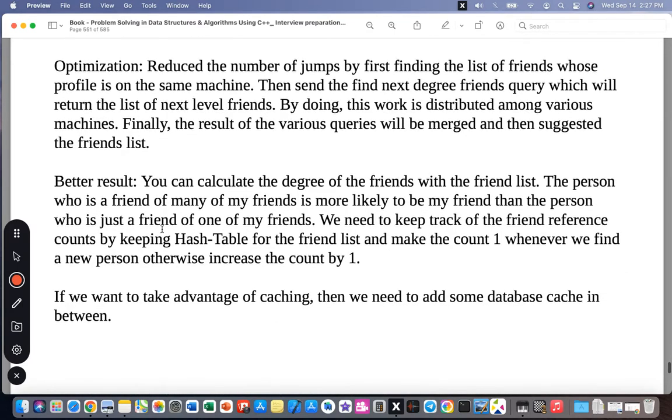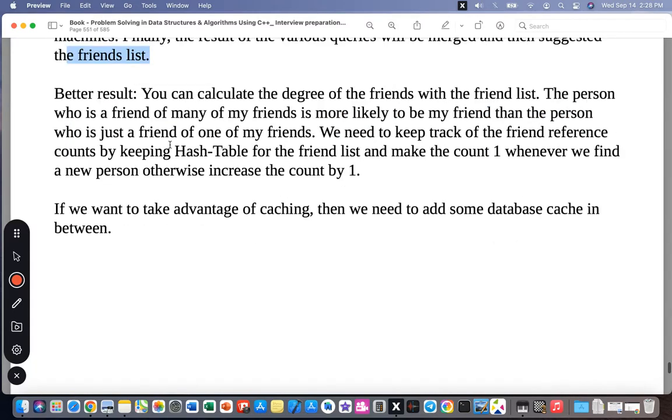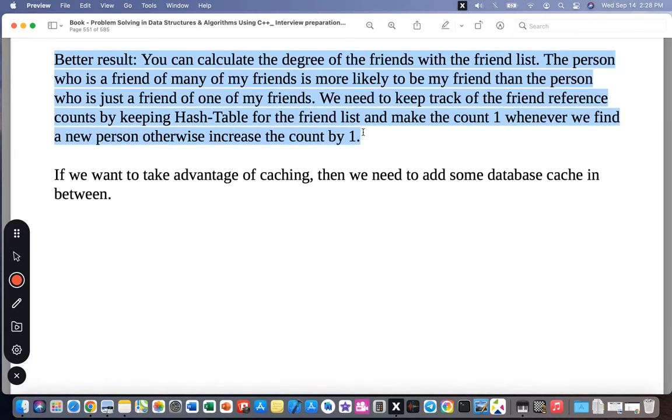All right, and as an optimization, reduce the number of jumps by first finding the list of friends whose profile is on the same machine. Then send the find next degree friend query, which will return the list of next level friends. By doing this, work is distributed among various machines. Finally, the results of the various queries will be merged and then the friends list is suggested.